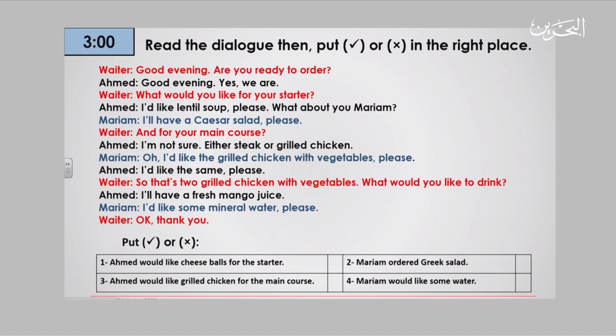The sentences are: 1, Ahmed would like cheese balls for the starter. 2, Maryam ordered Greek salad. 3, Ahmed would like grilled chicken for the main course. 4, Maryam would like some water. Now go through the dialogue and find the answers.